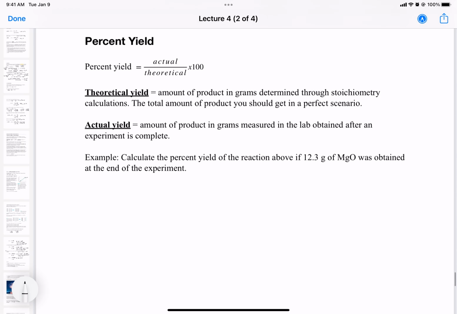Okay, so let's do an example. Calculate the yield of the reaction if only 12.3 grams of magnesium oxide was obtained at the end of the experiment. Okay, so let's list what we have. Actual yield, 12.3 grams, magnesium oxide. Theoretical yield, our theoretical yield is 16.6.